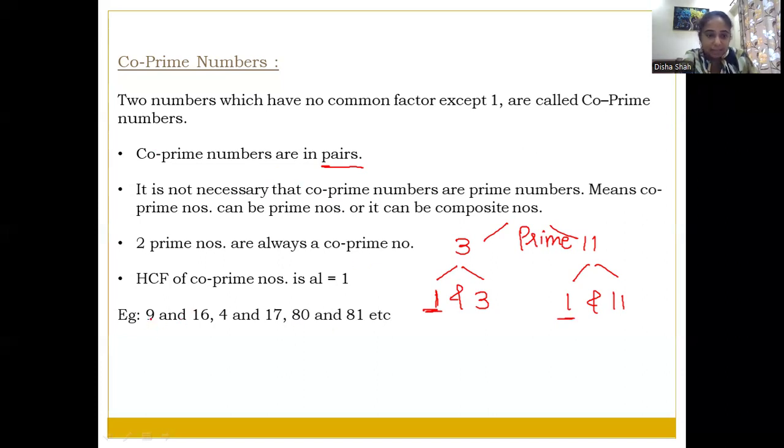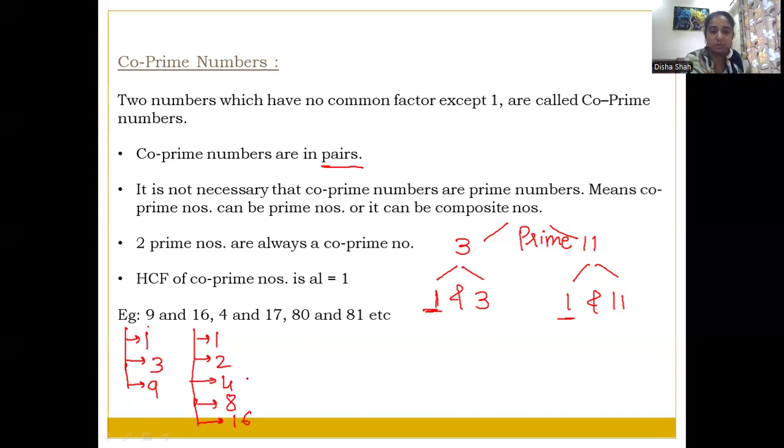Let's take one more example, 9 and 16. So 9 के factors अगर हम देखें, the factors of 9 are 1, 3, 9. 16 के factors 1, 2, 4, 8, 16. So 9 is a composite number, 16 is a composite number because both of them have more than 2 factors. But common factor कितना है 9 and 16 में? So the common factor is only 1. And since their common factor is only 1, we can say कि 9 and 16 are co-prime numbers.